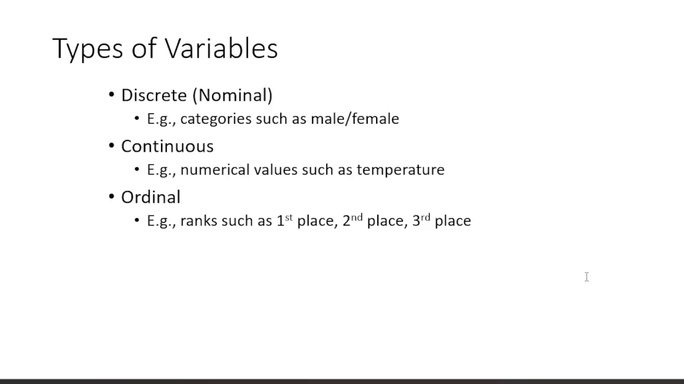So there's types of variables. You have discrete or nominal variables, so it's categories such as male or female. You have continuous variables, such as numerical values, like temperature. And there's ordinal, so ranks, so like placeholders, so place 1, place 2, place 3.